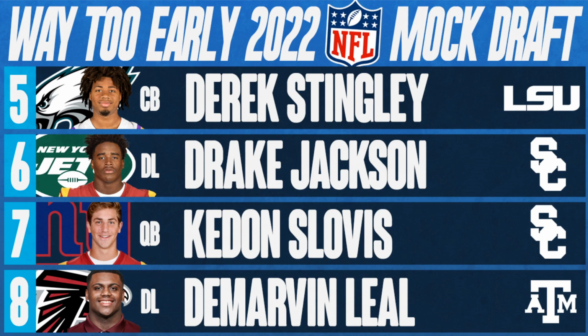At number 8 for the Falcons went with DeMarvin Leal. And Leal's a really, really good player. Another versatile defensive lineman like Drake Jackson, whereas I think Drake Jackson is more suited to play 4-3 defensive end. I think DeMarvin Leal is probably more of an interior defensive lineman, but he's extremely explosive. He's so twitchy, and you rarely see that type of athleticism from a 290-pounder, and he might even bulk up in 2021 as well.